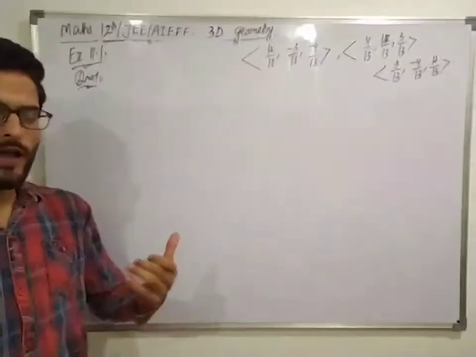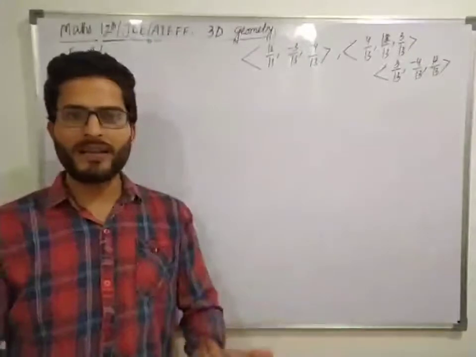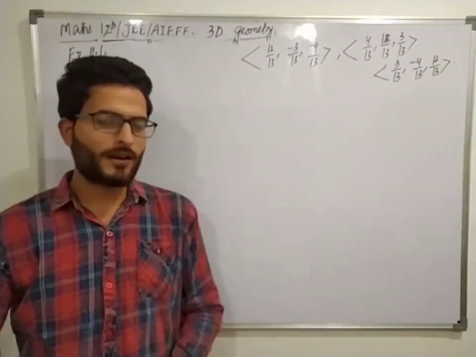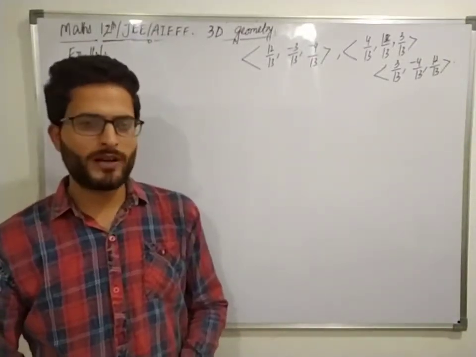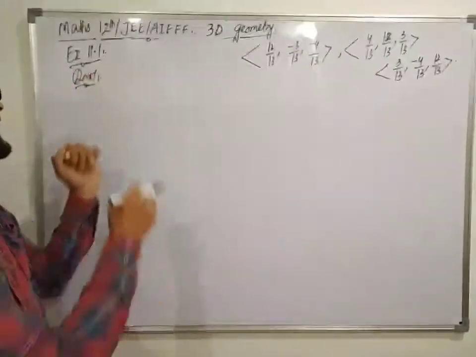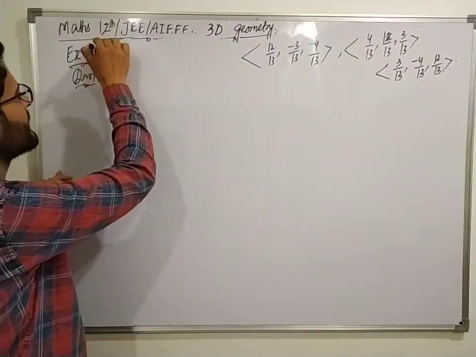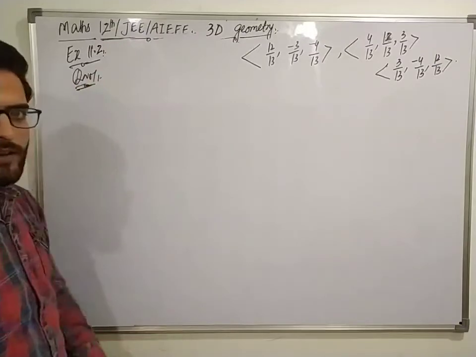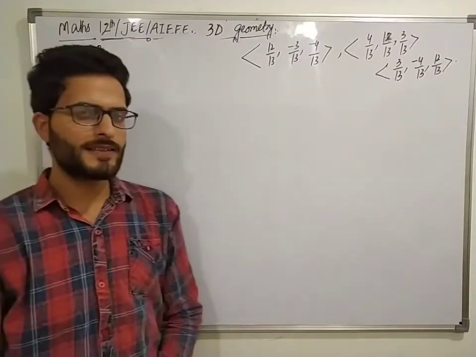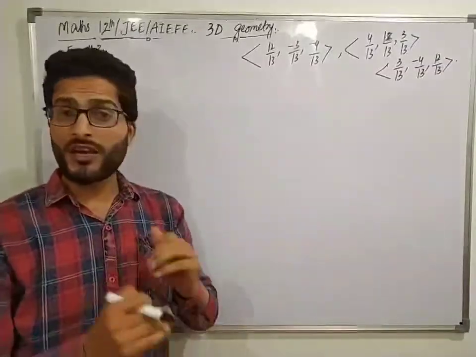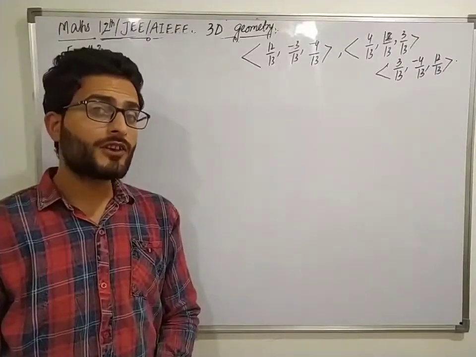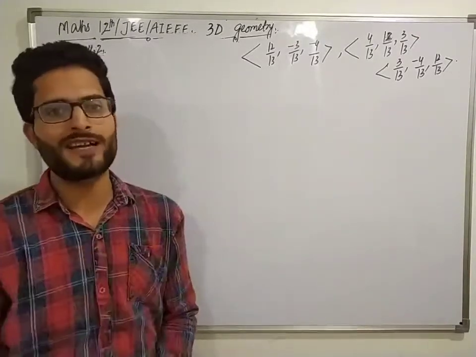So far we have actually concluded the building material needed for this exercise second of three-dimensional geometry. So here lies exercise 11.2 of this three-dimensional geometry, and in the very first question of this exercise we have been asked that we have three given lines with their given direction cosines.